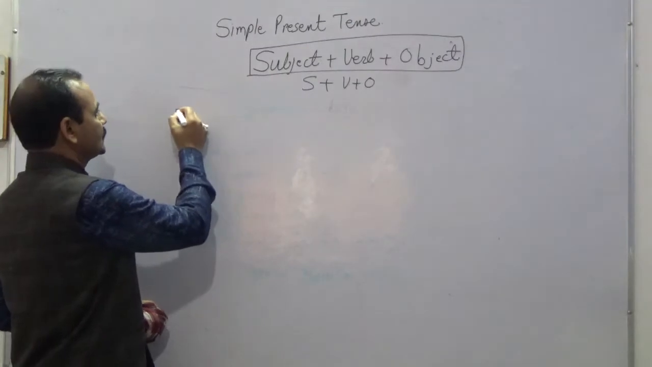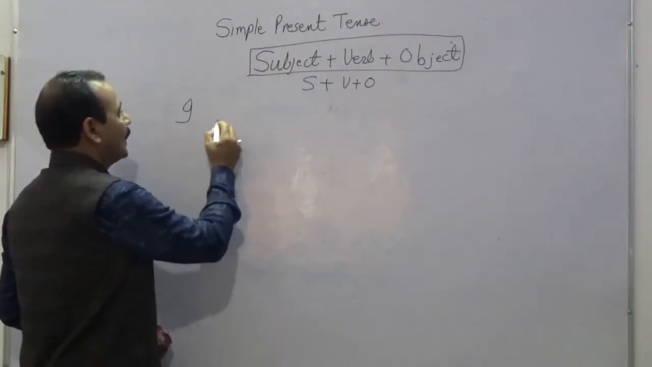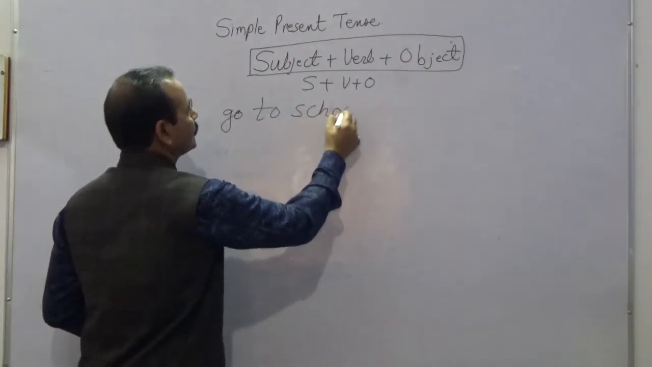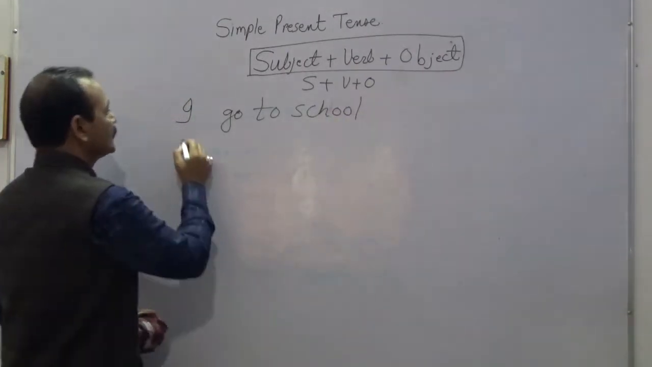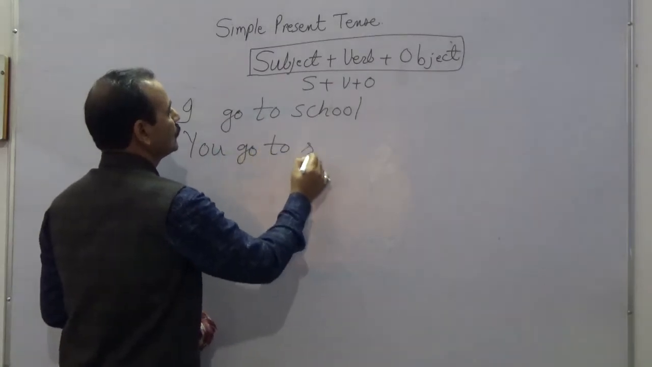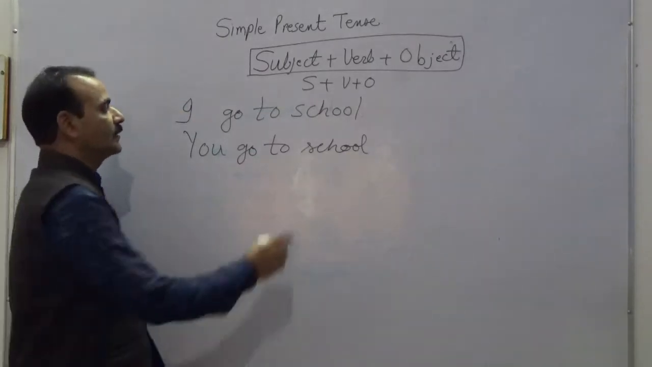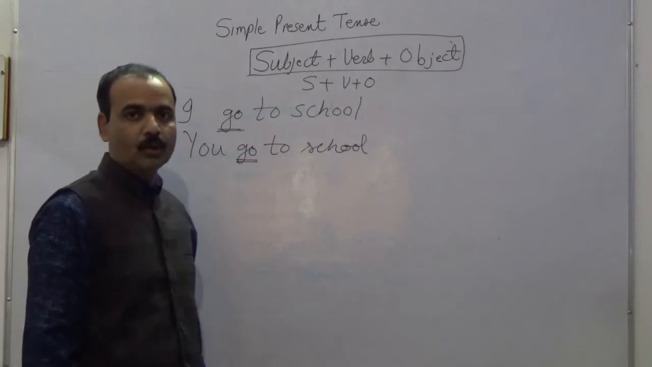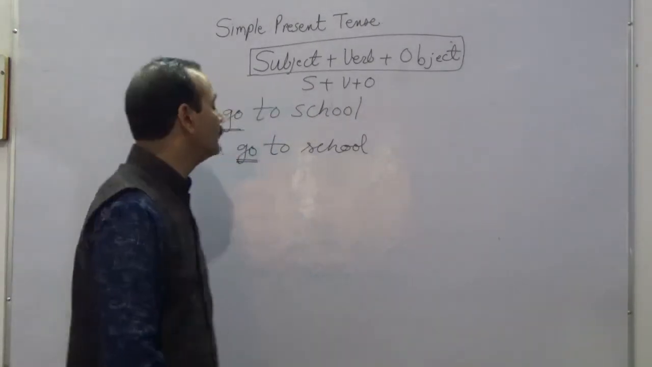Suppose I take a subject, I go to school. Then I say, you go to school. What have we done? We have used the first or the basic form of the verb go. It is called the first form or the basic form of the verb.